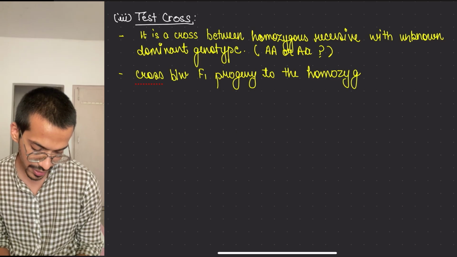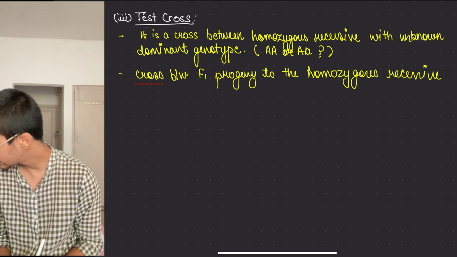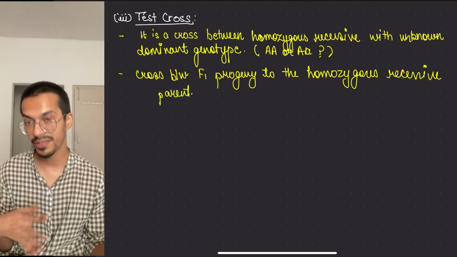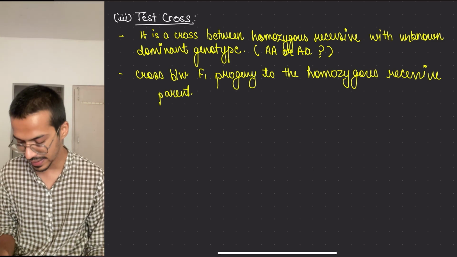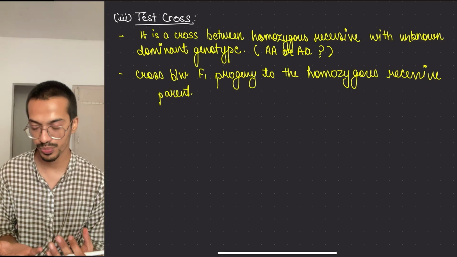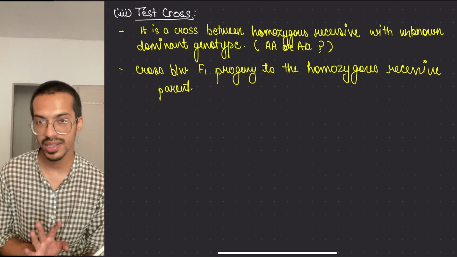Homozygous recessive parent. We can say it like that also. One way, not the completely correct statement. So let's just take an example and see what happens. So this cross would be what? We are making a cross between a character.